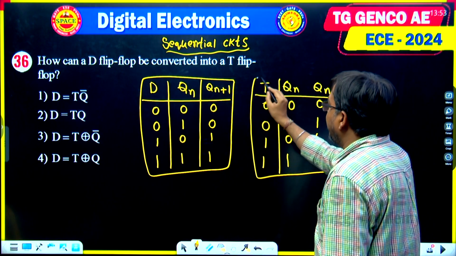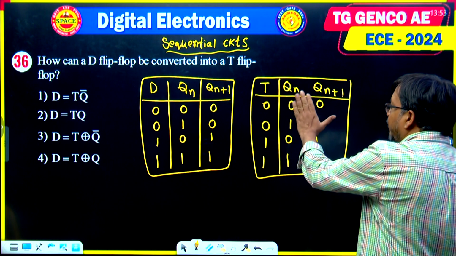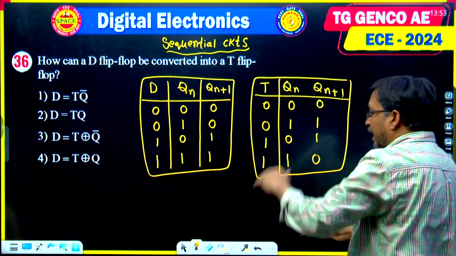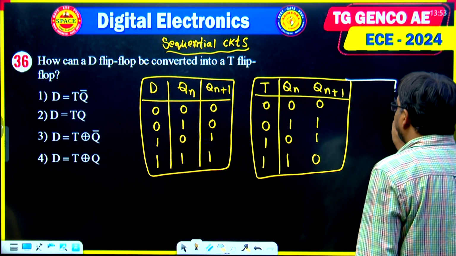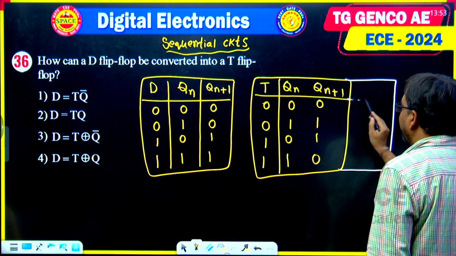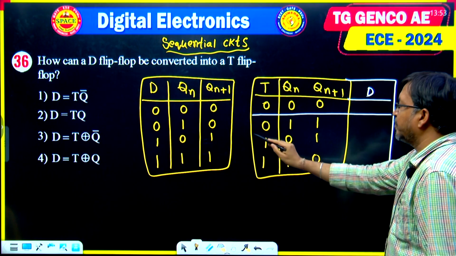Now it is asking for the D equation in terms of T. So this is the truth table of T. By using the outputs, I am writing D here. See here, I am writing T. Now I am writing D here. Now observe the D flip-flop truth table here.